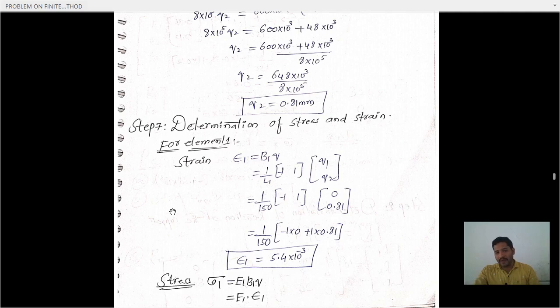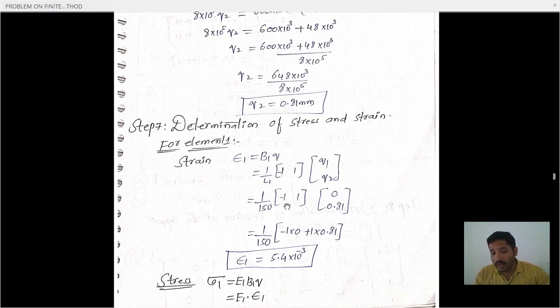In step number 7, we need to find the stresses as well as the strains. First, we find the strain for the first element: e1 equals B1 into Q. B1 we know very well: 1 by L1 into minus 1, 1, times Q1, Q2. The length of the first element is given as 150, so 1 by 150 into minus 1, 1. The displacement Q1 is fixed, so it is considered 0. Q2 we have already found: 0.81. After that, 1 by 150 as it is.